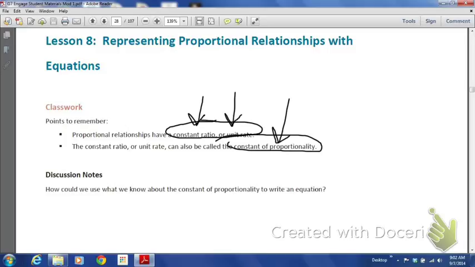Now, just to open up a discussion: I'm here, but you can discuss it with your parent-teacher, or just think about it. How could we use what we know about this constant of proportionality to write an equation? This is what we're trying to get to, this idea of equations, because algebra is all about equations. If you want to, you could pause and discuss with your parent-teacher or someone else nearby how you might do this.